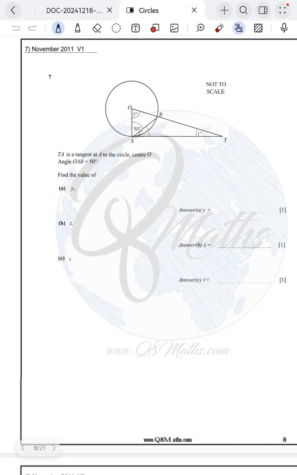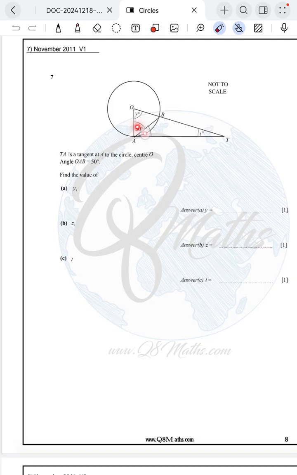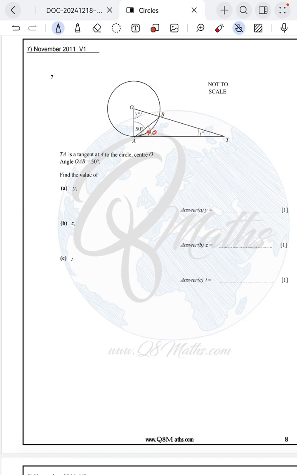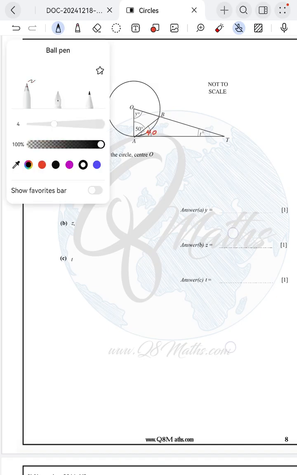Another question, 2011 V1. Find Y, Z, and T. TA or AT is a tangent. Here it's a tangent, and OA is a radius. The angle formed between the tangent and the radius is a right angle. It's 90 degrees. So if this is Y, this angle is 50. So angle Z is 40. Why? Because 50 plus 40 is 90. So angle Z here should be 40 degrees.